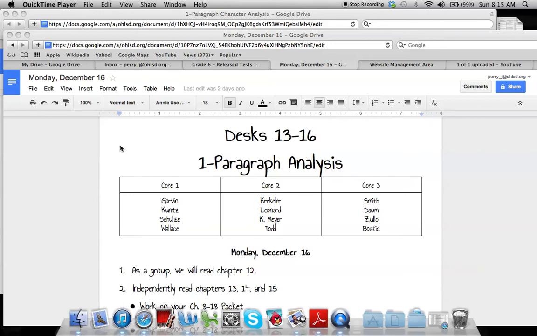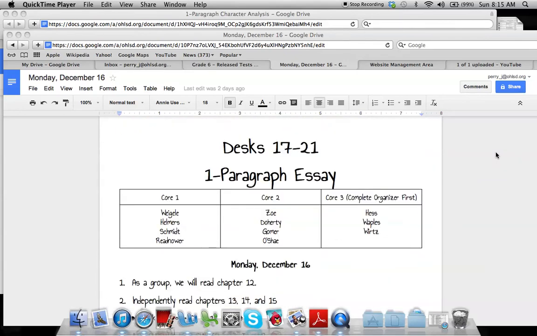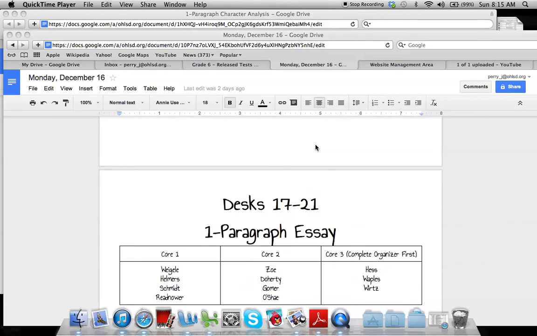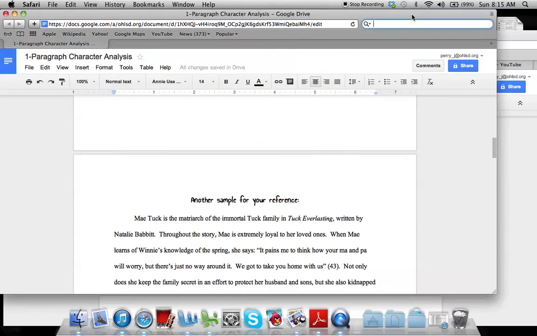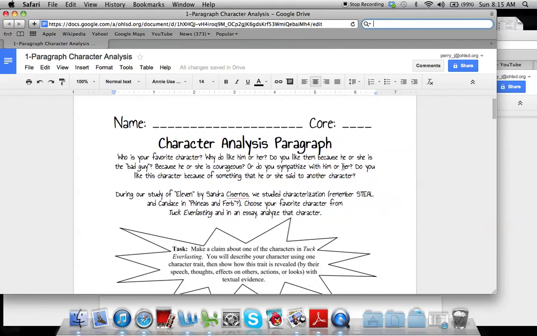If you are in desks 13 through 16 and your name appears here, also in cores 1 and 2, if your name appears here, 17 through 21, you're going to be writing a one-paragraph character analysis. Here's how you're going to do this. Let's start using this sheet that I gave you.